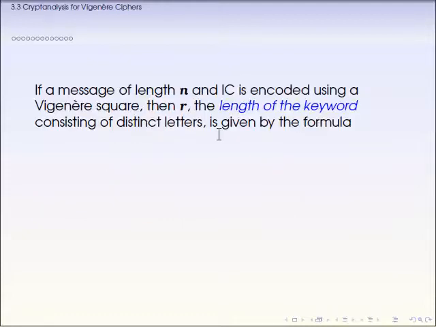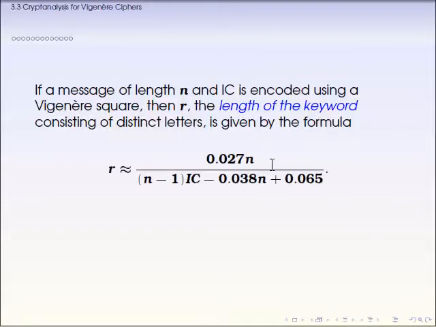So if you have a message of length n and index of coincidence IC, encoded using a Vigenere cipher, with that condition, then the length of the keyword is given by this formula, right? Of course, this keyword may not be a real, practical word, because if that word has repeated characters, we only use them once. So it could be just any string of letters. But anyway, r from this formula will give us the length of that keyword.